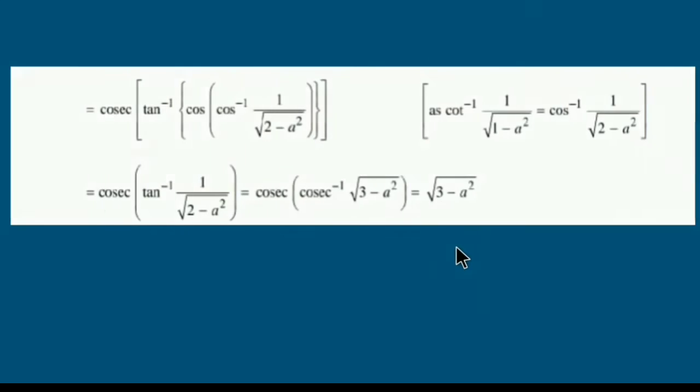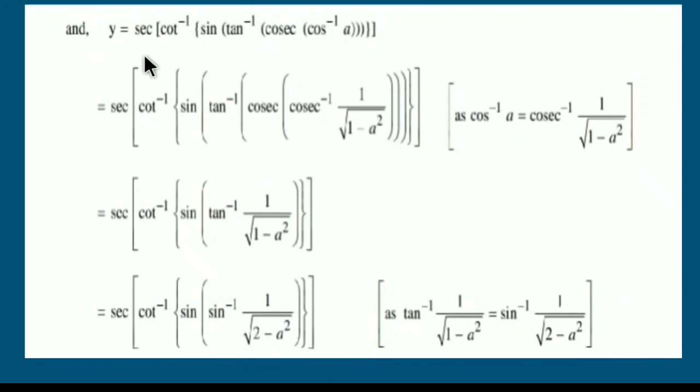Now go and check y also. Similarly for y, same procedure: cos inverse a is converted into cosec. So cos inverse a is equal to cosec inverse 1 upon under root 1 minus a square, and hence we say cosec of cosec inverse, so that it will be the same result as t of t inverse theta, that is theta.